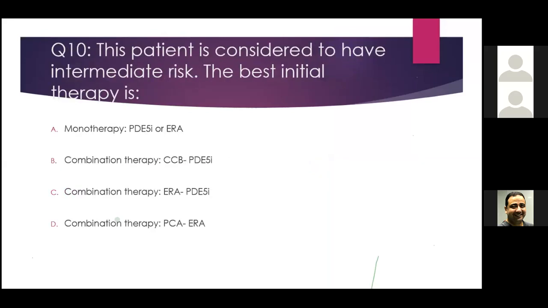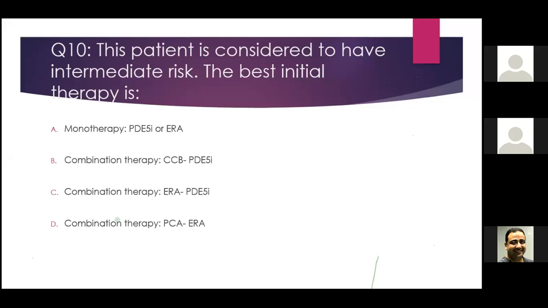This is the last question here. This patient is considered to have intermediate risk, and the best initial therapy is monotherapy with either a phosphodiesterase 5 inhibitor or endothelin receptor antagonist, or combination therapy with a calcium channel blocker and phosphodiesterase 5 inhibitor, or a combination therapy with an endothelin receptor antagonist and phosphodiesterase 5 inhibitor, or a combination therapy with a prostacyclin analog and endothelin receptor antagonist. I know this is a tough one, but I'm sure that most of you will get it.